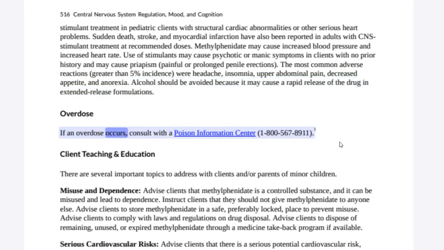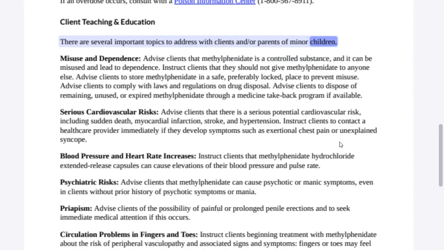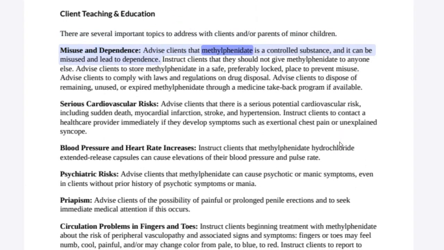Overdose. If an overdose occurs, consult with a poison information center. Client teaching and education. There are several important topics to address with clients and/or parents of minor children. Misuse and dependence. Advise clients that methylphenidate is a controlled substance, and it can be misused and lead to dependence. Instruct clients that they should not give methylphenidate to anyone else. Advise clients to store methylphenidate in a safe, preferably locked, place to prevent misuse. Advise clients to comply with laws and regulations on drug disposal. Advise clients to dispose of remaining, unused, or expired methylphenidate through a medicine take-back program if available.